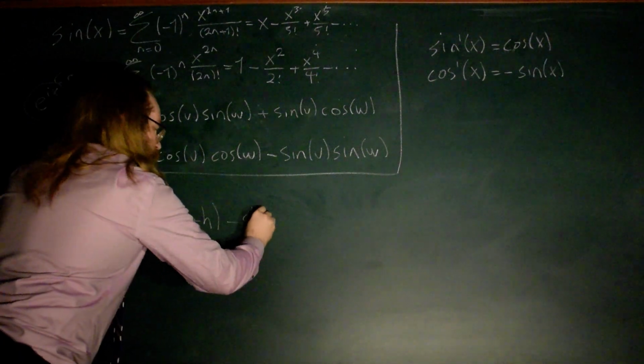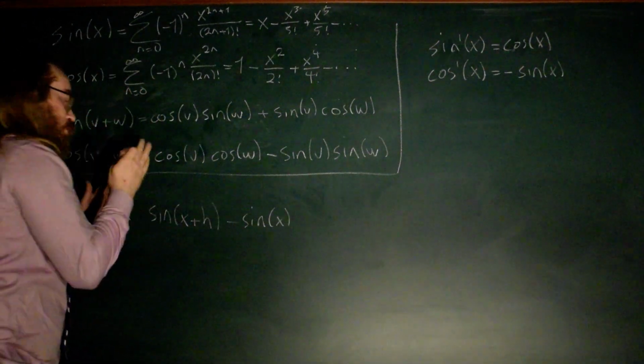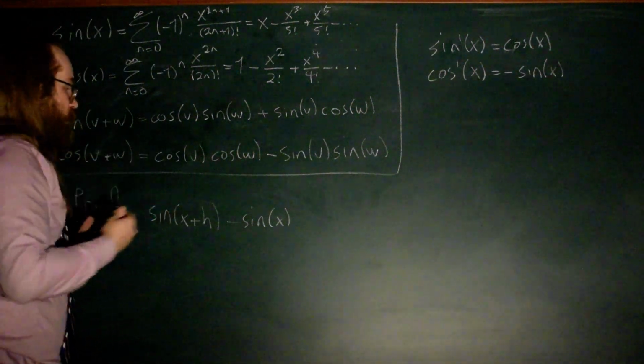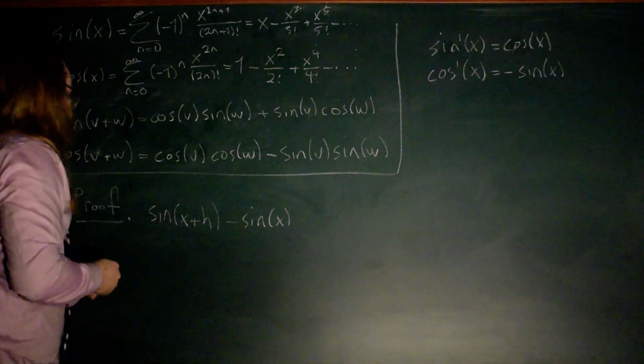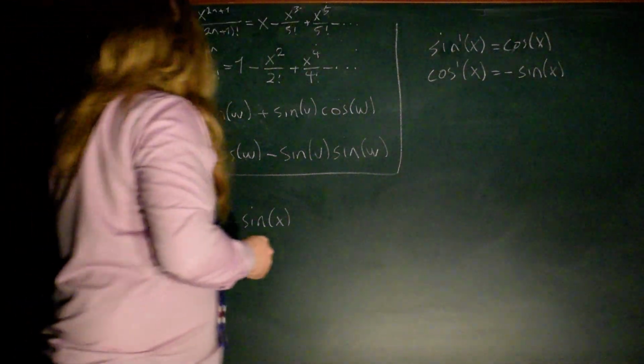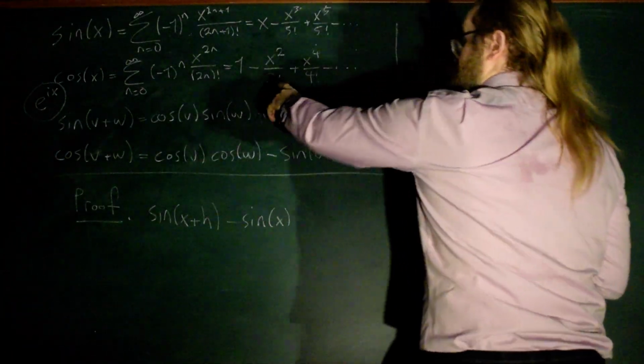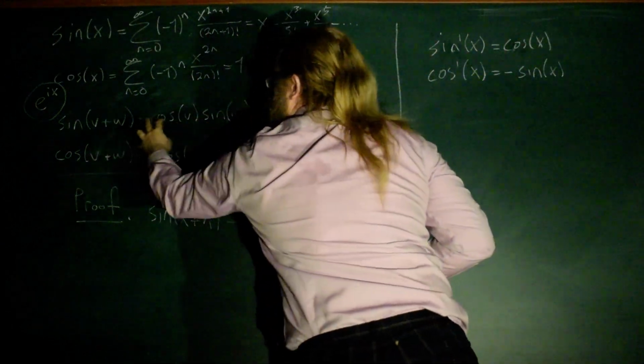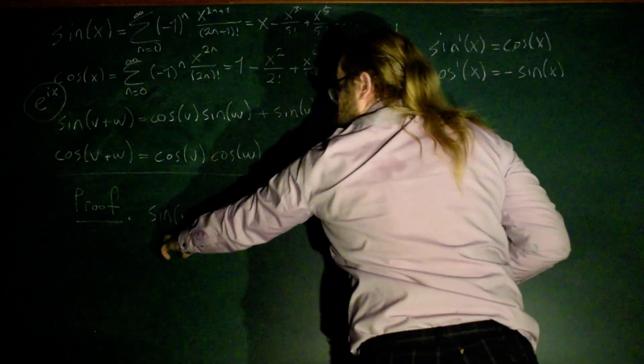And I take the sine of x. Okay, so the difference between the function value at these two different points. So this is the rise, right? All right. I use this third identity here. I use this identity to rewrite this first term here, okay?